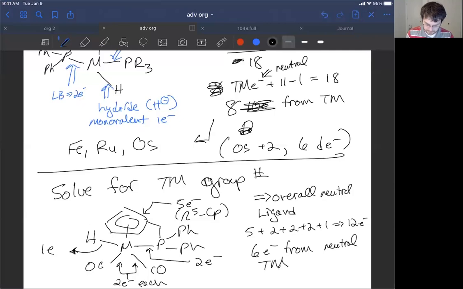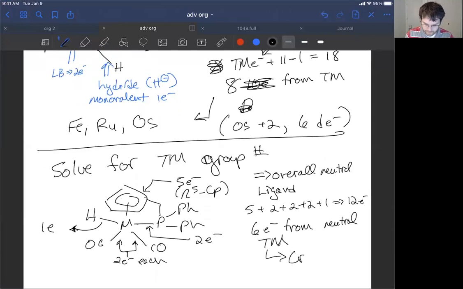TM, and then group 6 is going to be chromium, molybdenum, and tungsten. Chromium, molybdenum, and tungsten. And we could do a total.